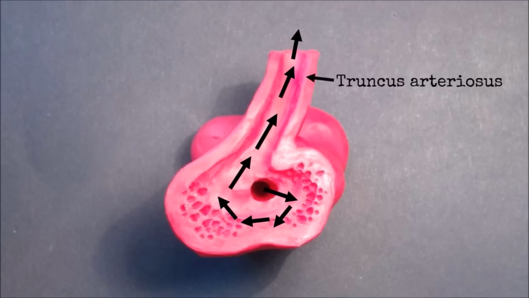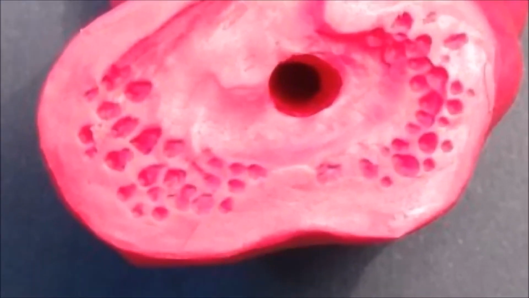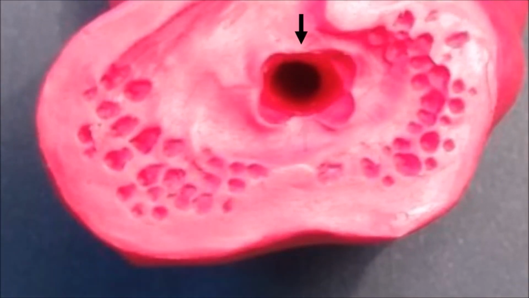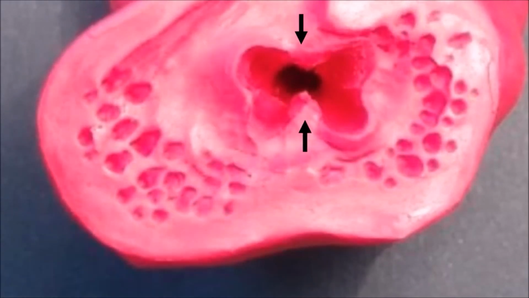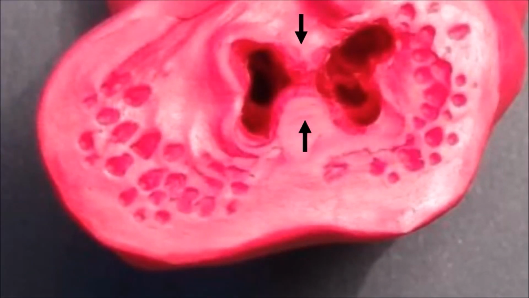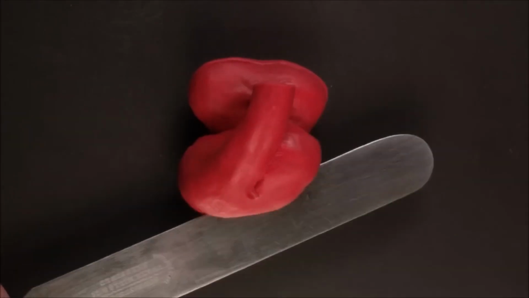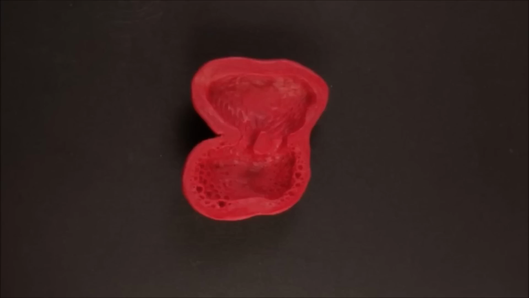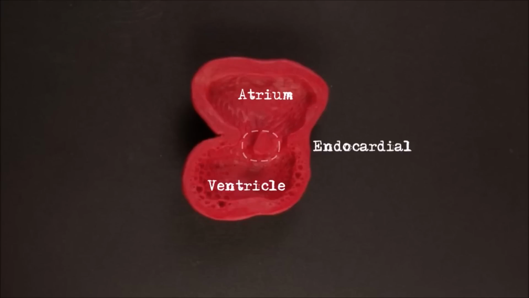The heart has two primitive chambers connected by a common atrioventricular canal. During week 4 of development, endocardial cushions develop superiorly and inferiorly, which divide the canal into separate right and left atrioventricular orifices. This cross-section shows the two chambers, a common atrium and a common ventricle, with the fused endocardial cushions dividing the atrioventricular orifices into left and right.